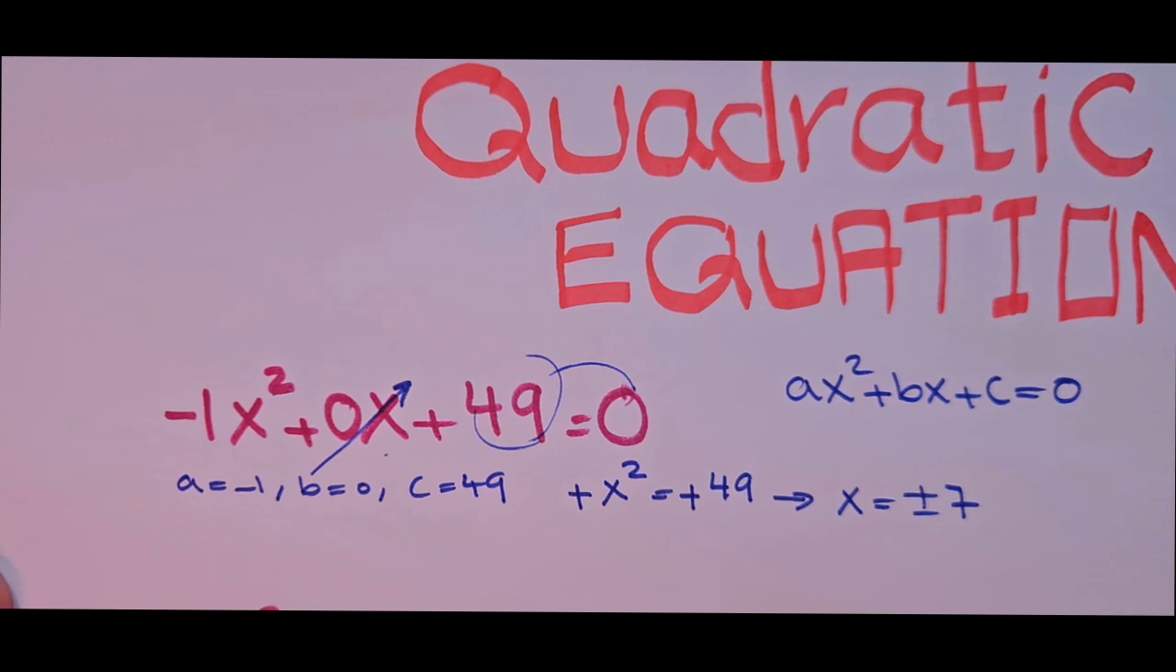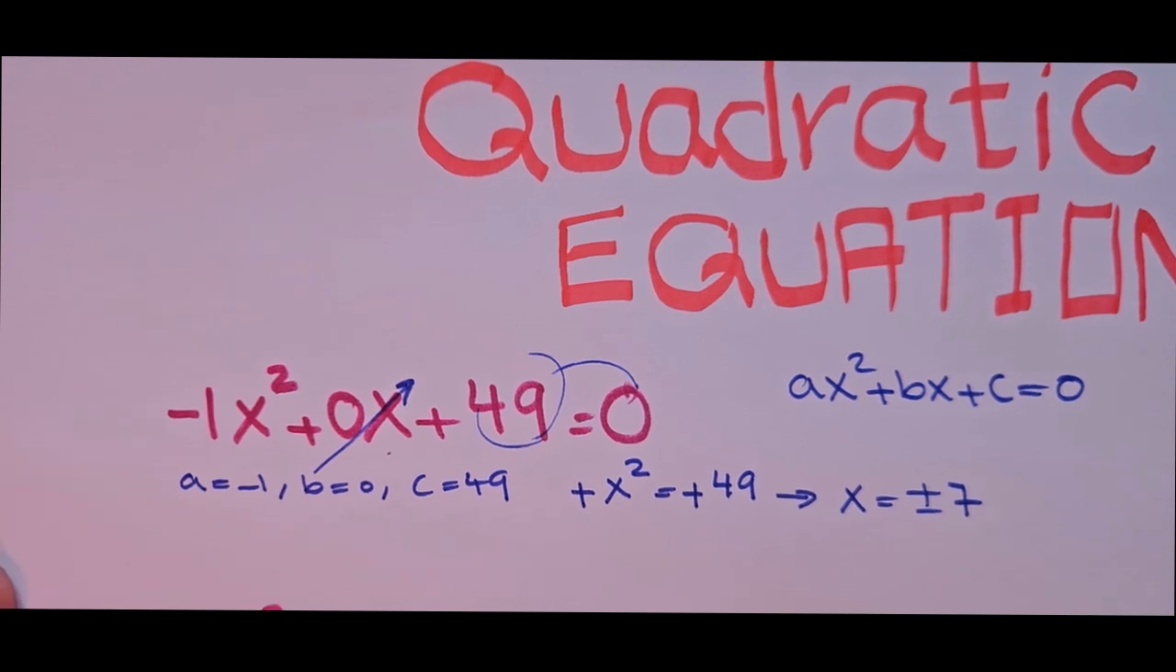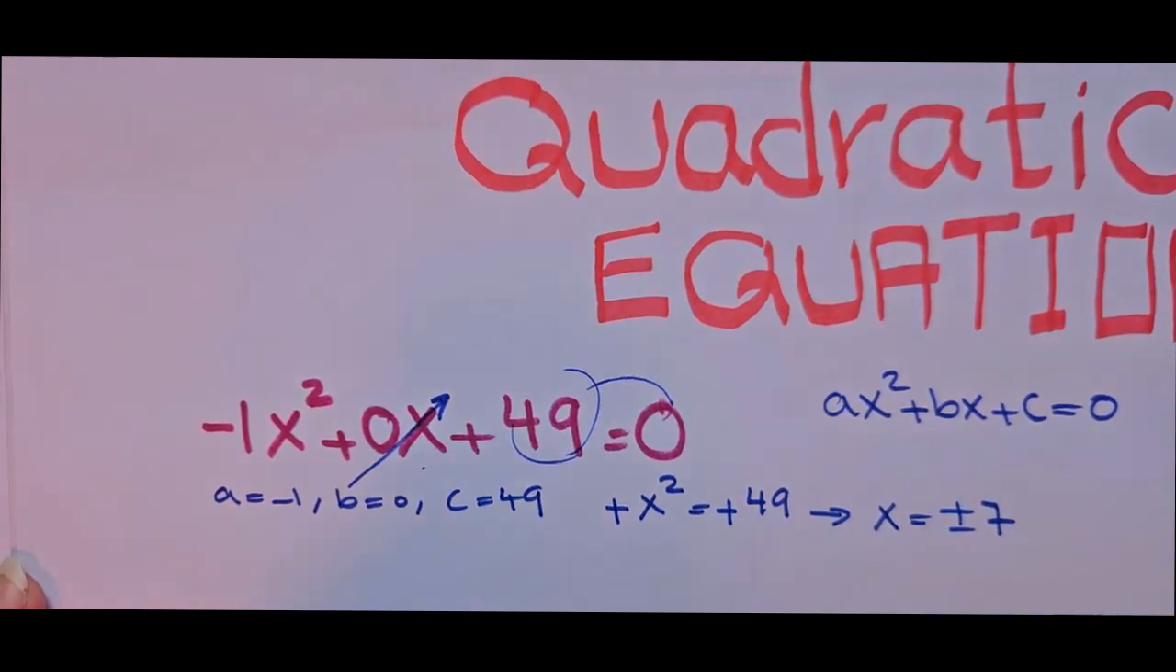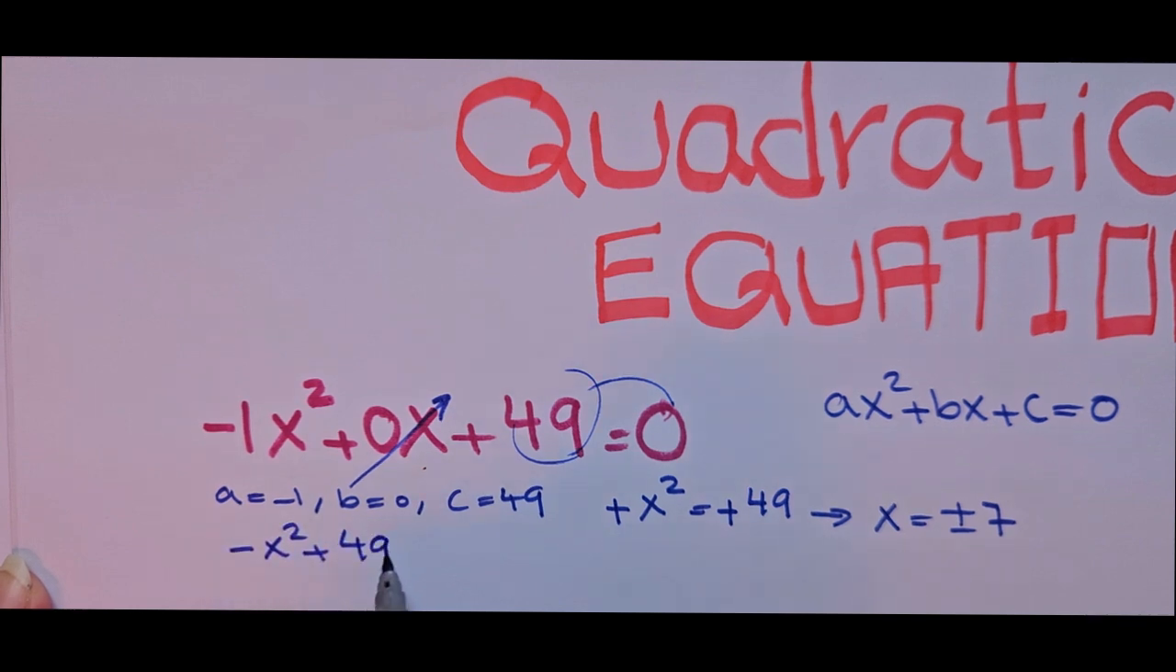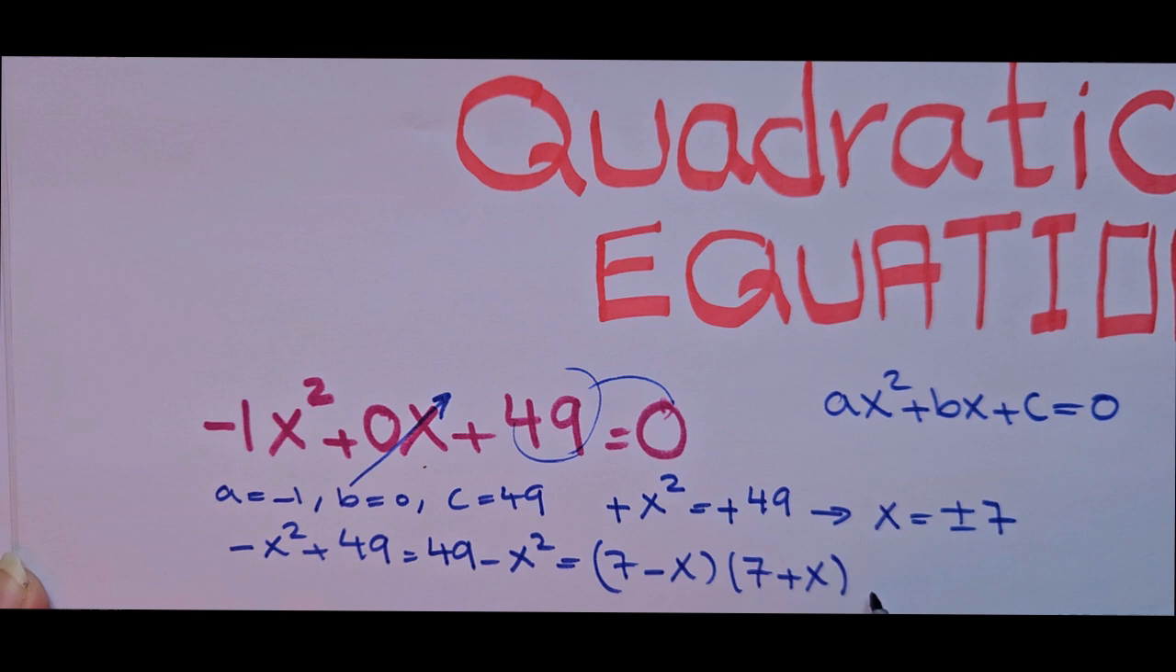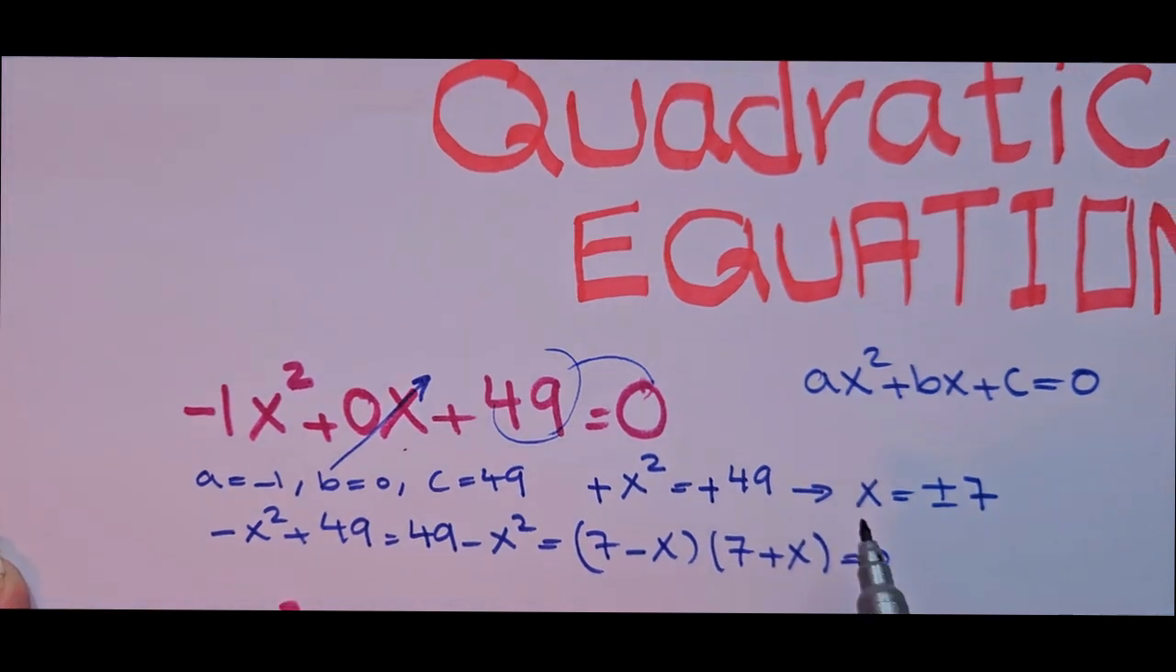Okay, remember guys, you can solve this one with many different methods. Let me show you another method. Minus x squared plus 49 equals 0, I just rearrange it, write it like this. And remember, this is the difference of two squares, so you can also write it like this. And then this would be equal to 0.